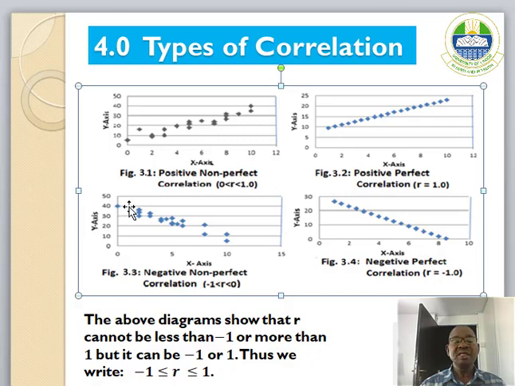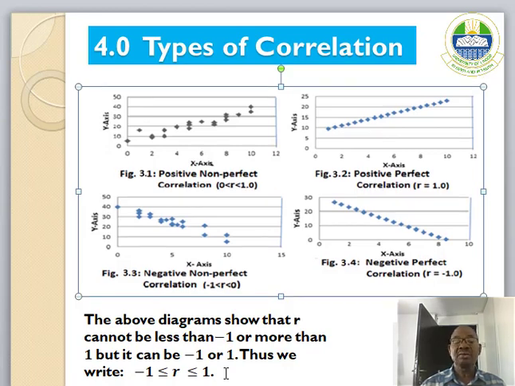Now, for negative correlation, the scatter plot indicates the points trending downwards, but they are not on the same line. But for perfect negative correlation, the points fall on the same line, and the value of perfect negative correlation is -1, while negative correlation, which is not perfect, is between 0 and -1. That means that the correlation coefficient comes between -1 and +1. It cannot be greater than 1 and it cannot be less than -1. Any value of correlation more than 1 means that there is a mistake somewhere.